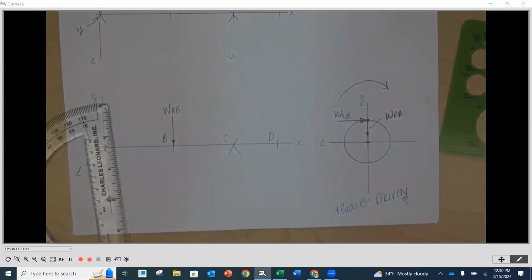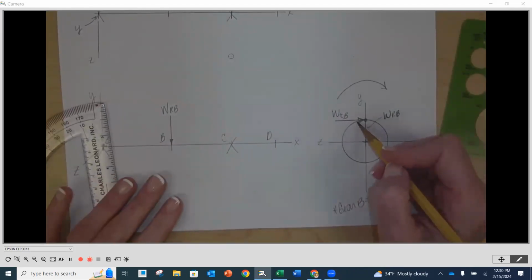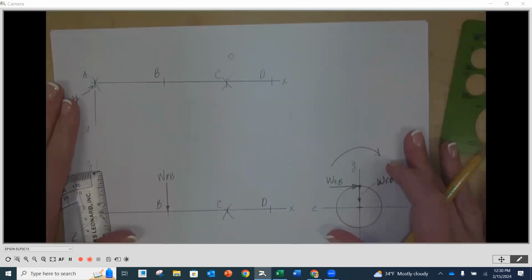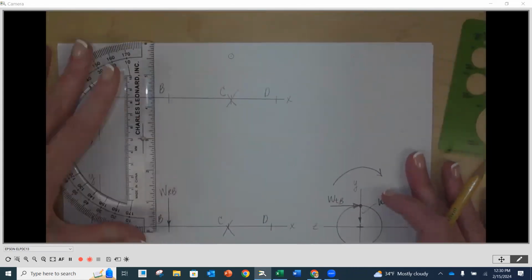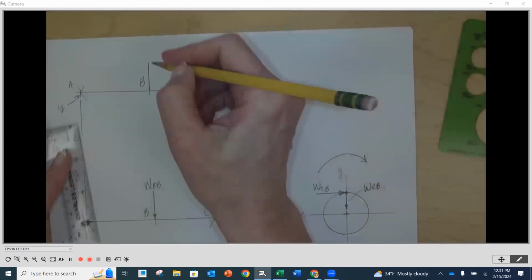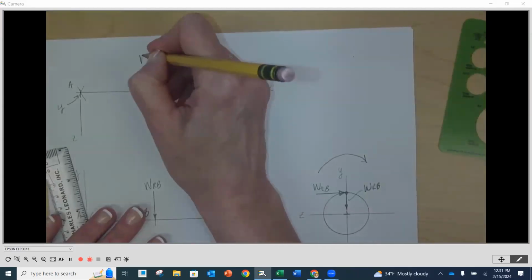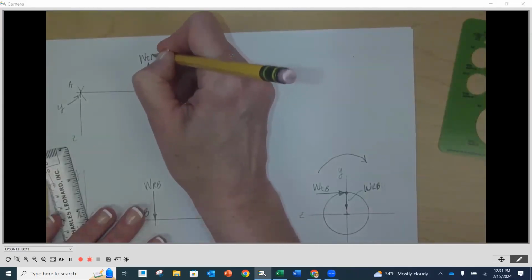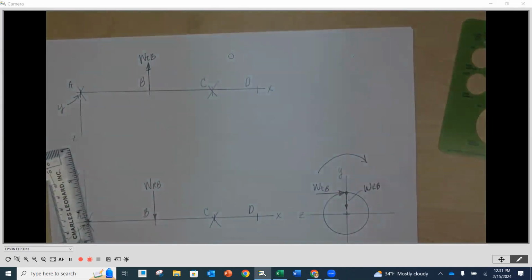Now, the magnitude is going to come from your spreadsheet. We're just showing the directions right now. And then my tangential, as I look at the top view, that is going to point which way? Tell me. Going to be pointing up. Yep. And that tangential magnitude will come from your Excel spreadsheet. Any questions on that? So that's a gear.